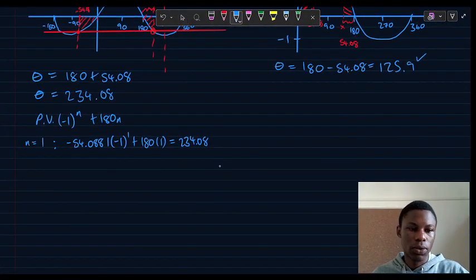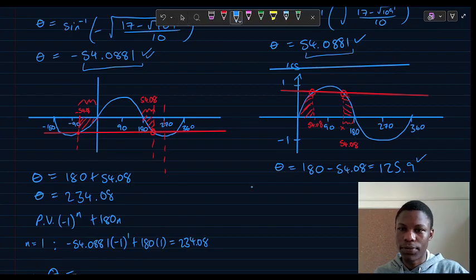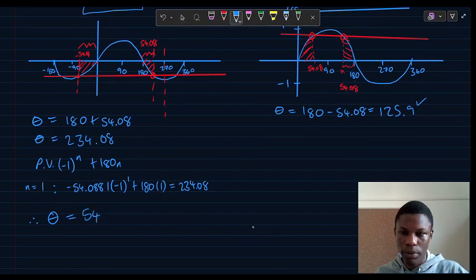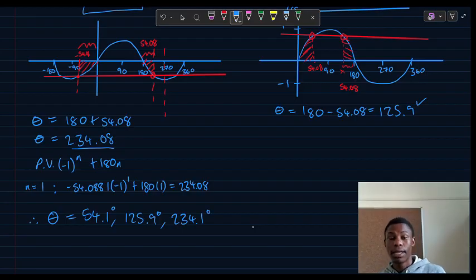So let's collect all the solutions that we've gotten, starting with the smallest. Smallest one was the 54.0881. So I'll round that off to 54.1 degrees. The next one was the 125.9 degrees. And the next one is the 234. Let's round that to one decimal place. That's 234.1 degrees. And that there would be our final answer.